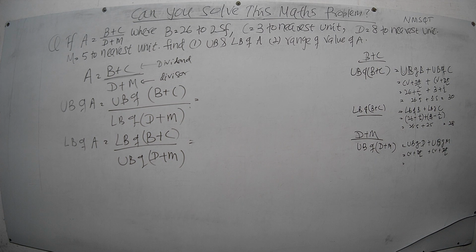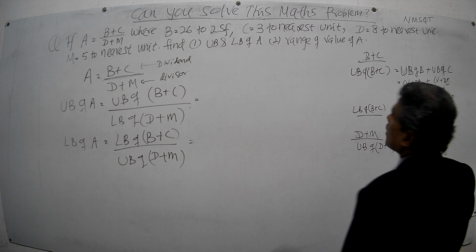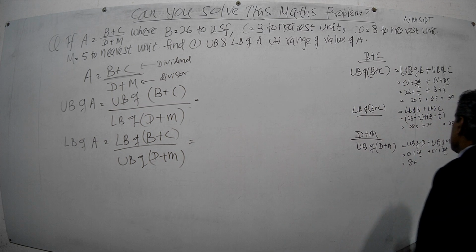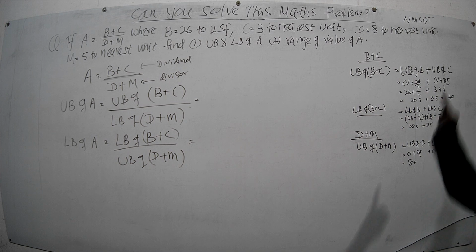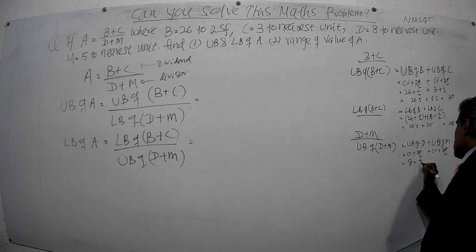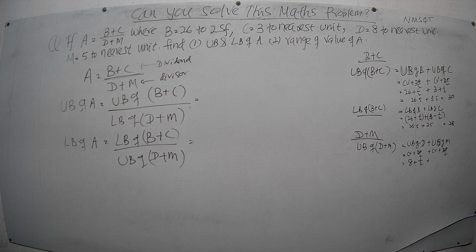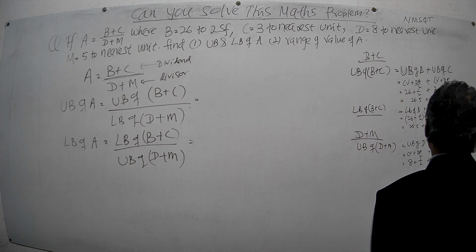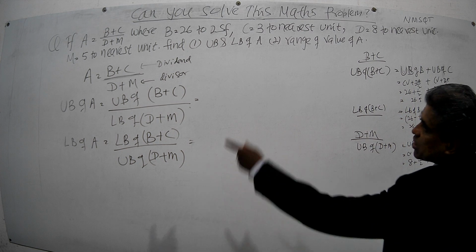Now, say the corrected value of D. Corrected value of D is 8. Then plus the degree of accuracy, to the nearest unit. Nearest unit, that is 1 over 2. Degree of accuracy is 1 over 2. Then plus the corrected value of M. Corrected value of M is how much?